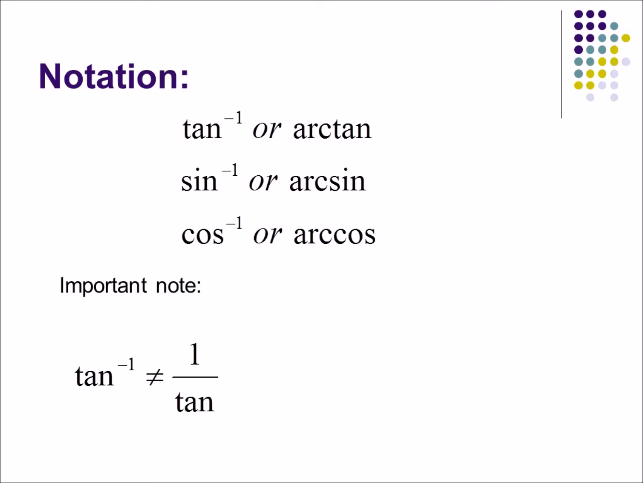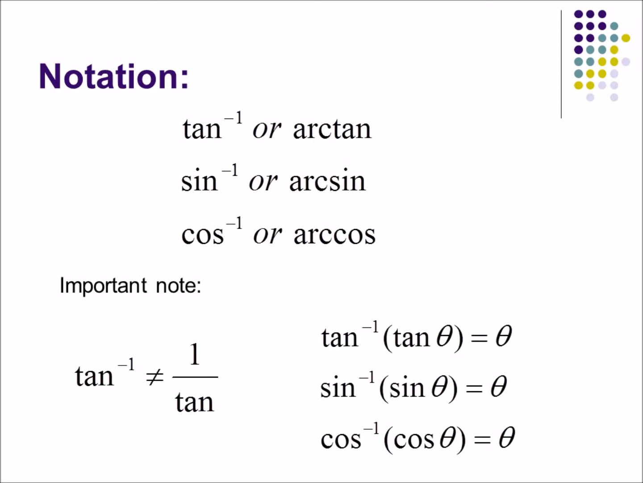Now I understand that x to the -1st power is the same as 1 over x. In algebra, that's what it means. But the trig notation, that's not at all what it means. The tangent with a little -1 superscript simply means inverse tangent. And all it means is we're trying to find the angle whose tangent is whatever the ratio happens to be.